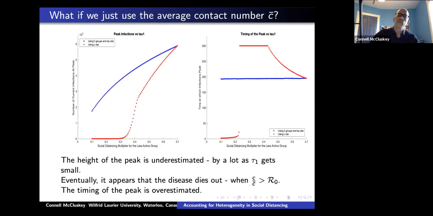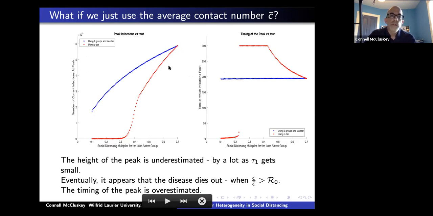And the blue curve here is what I showed you before. So the blue is using two groups, letting tau1 vary from 0.7 all the way down to 0.1, plotting the height of the peak. It goes from almost 600,000 down to 170,000. So about a 70% decline.